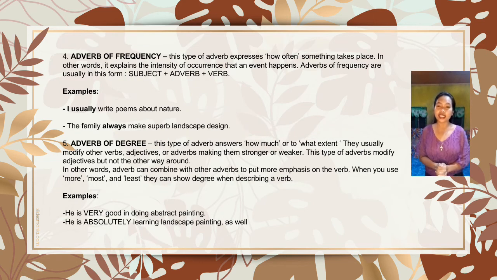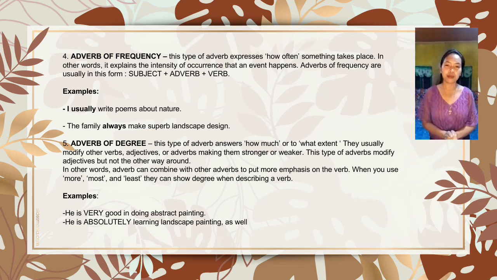And the fourth one is the adverb of frequency. This type of adverb expresses how often something takes place. In other words, it explains the intensity of occurrence that an event happens. Adverbs of frequency are usually in the form subject plus adverb plus verb. For examples, I usually write poems about nature. Another one is, the family always makes superb landscape design.